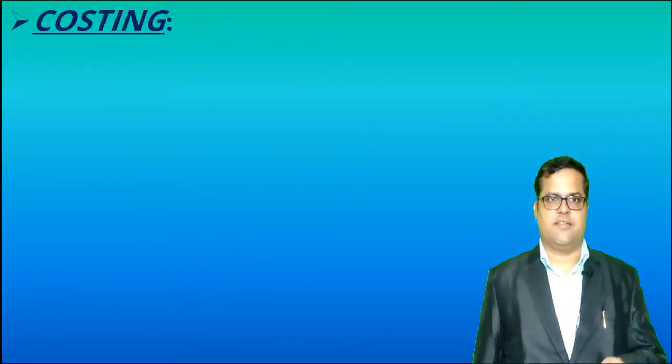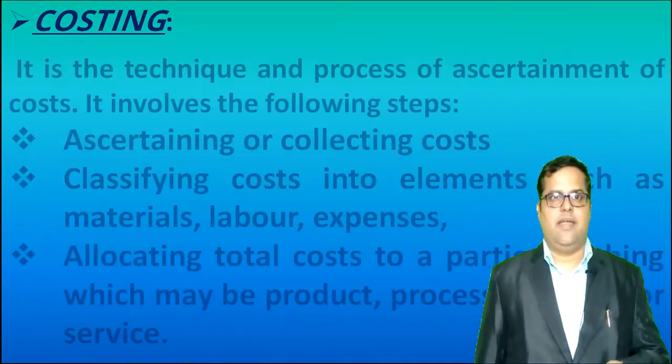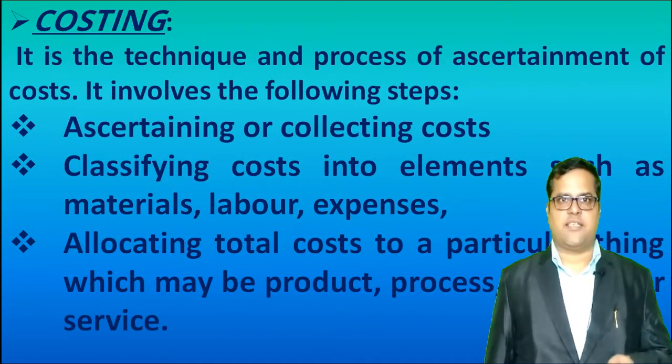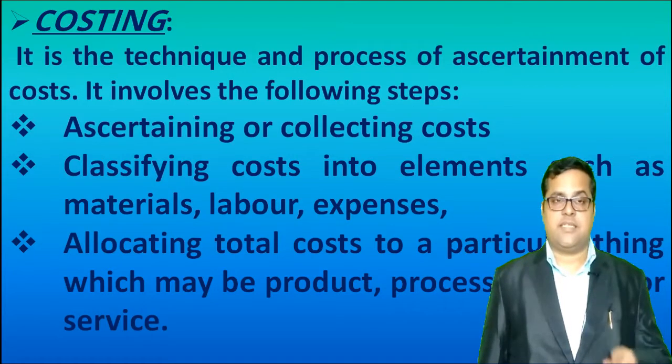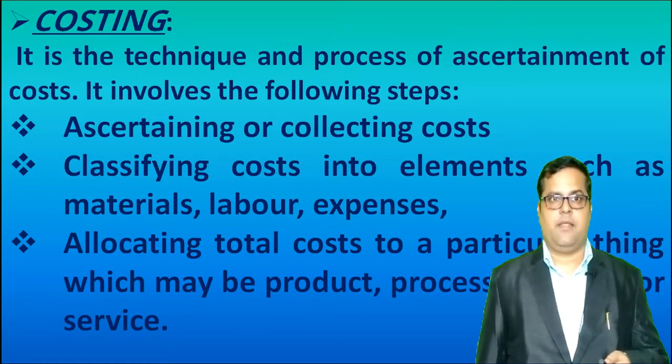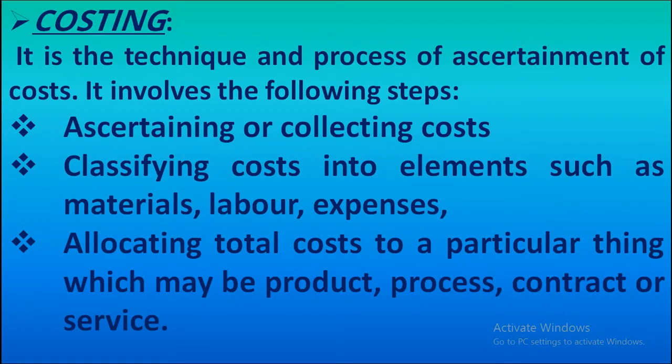Second term is costing. It is a technique and process of ascertainment of cost. It means calculation of cost. Now this involves following steps. First, ascertaining or collecting cost. Second, classifying cost into elements such as material cost, labor cost, overheads, that is expenses. Next step is allocating total cost to a particular thing, which may be a product, process, contract or a service.